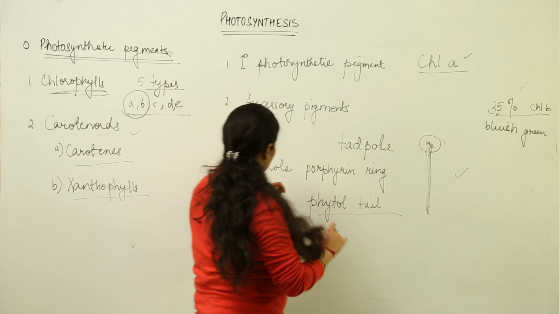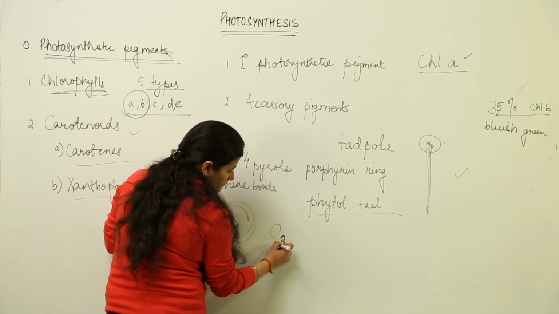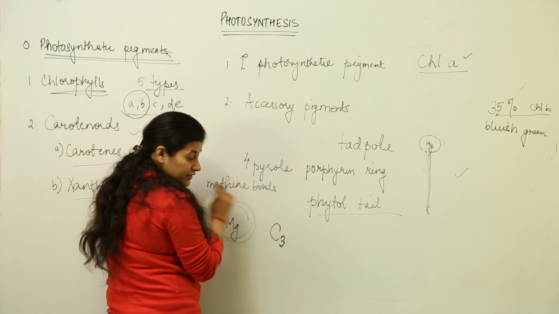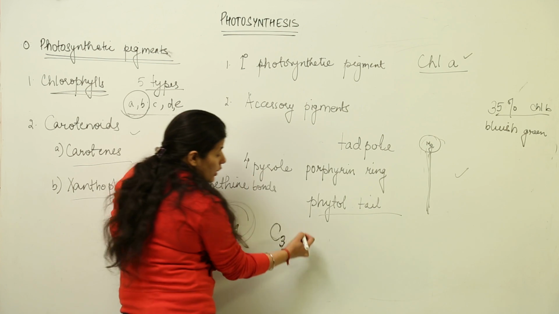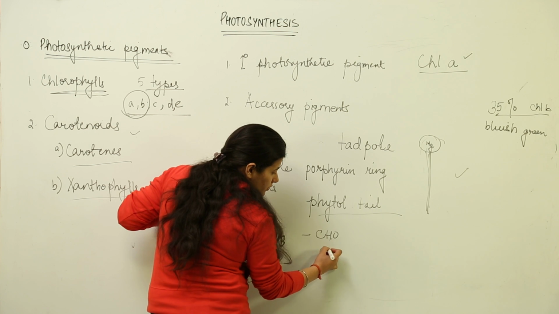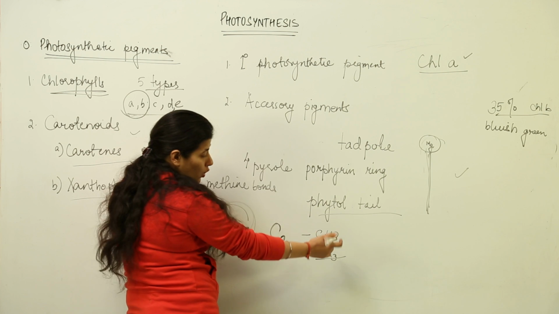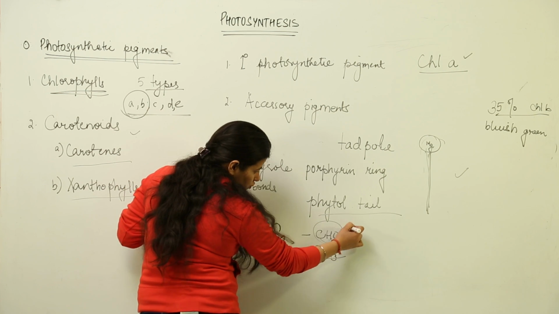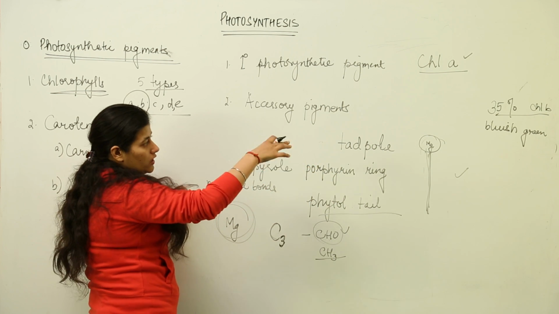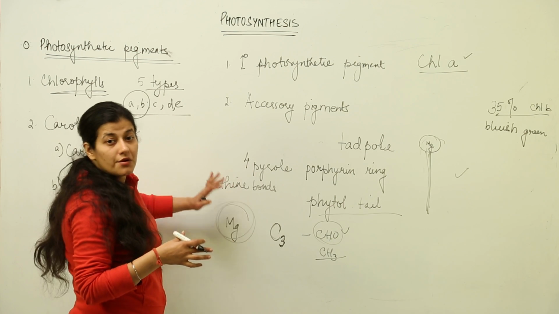In the case of chlorophyll B, the third carbon, that is C3 carbon, third carbon of the pyrrole ring, will have CHO instead of CH3. So this is the difference. That is why we have an extra O. So this third carbon has CHO, and that is responsible for taking up the different wavelength of light. This all is to be remembered.